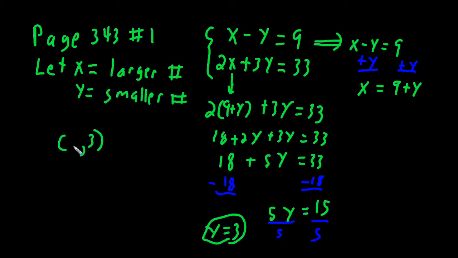And back to the equations, the difference between them is 9. So, 12 minus 3 is 9. The sum of twice the larger, 2 times 12, would be 24. 3 times the smaller, which is 3, 3 times 3 is 9. 24 and 9 will indeed be 33. And so I found the two numbers they were looking for.